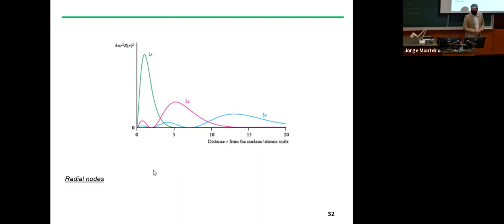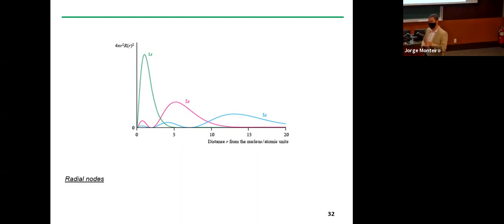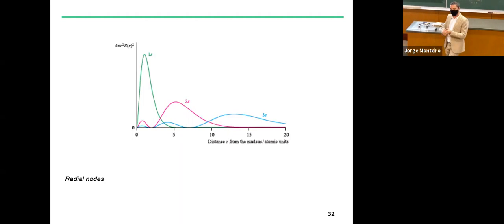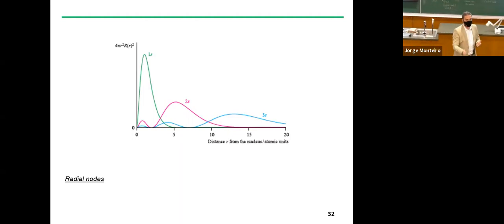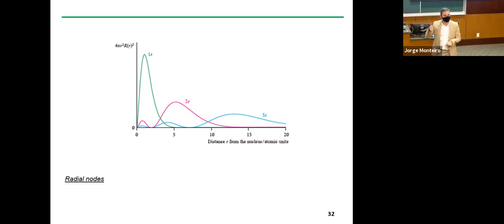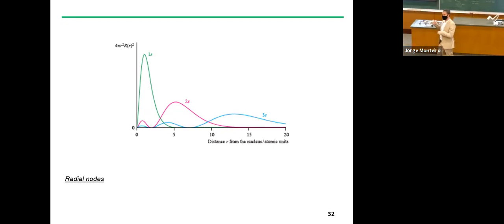Okay, so radial nodes are going to be points in between 0 and infinity where probability is 0. And what is observed is that a higher number of radial nodes decreases the stability. Okay, so the higher the number of radial nodes, the lower the stability of the orbital.